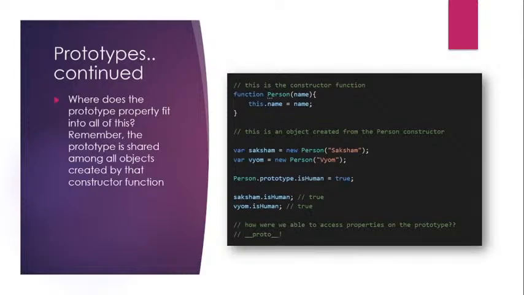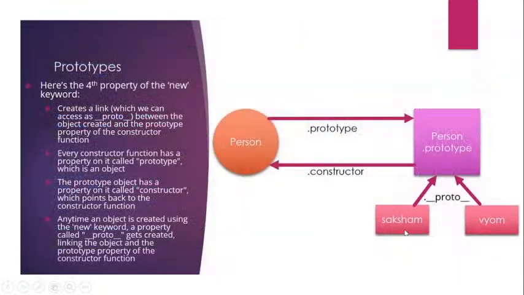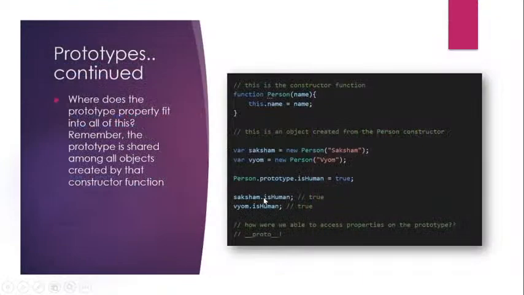As I said, these objects have a link known as dunderproto, which points to the person.prototype object. If we add methods and properties to this object, then we can access these properties and methods with dunderproto. But we didn't use dunderproto after this. We straight away used .isHuman. How are we doing that?